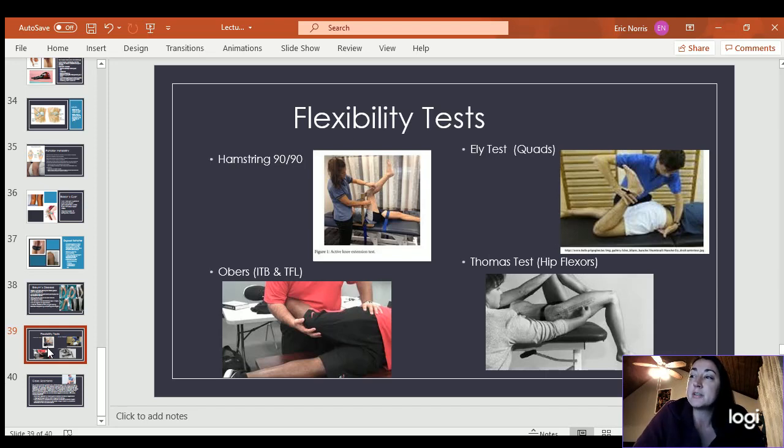And then the Thomas test, they flex one knee, and then they let the other leg hang down. It should go straight down towards the table. It should not be flexed off the table. It should just lay flat. But if it is flexed, then that would be a positive test, meaning their hip flexors are tight.